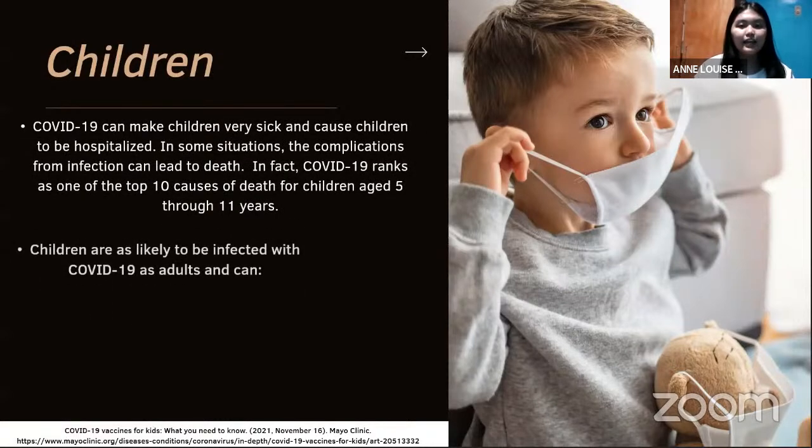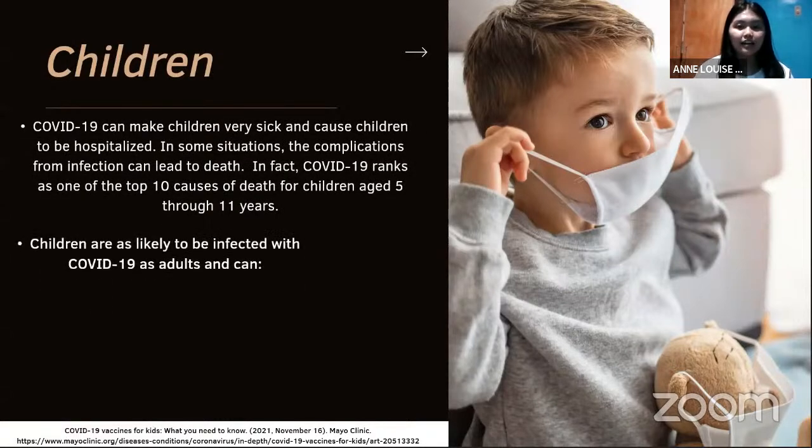So COVID-19 can make children very sick and cause children to be hospitalized. In some situations, the complications from infection can lead to death. In fact, COVID-19 ranks as one of the top 10 causes of death for children ages 5 through 11 years. So children are as likely to be infected with COVID-19 as adults and can get very sick from COVID-19, and have both short and long-term health complications from COVID-19.